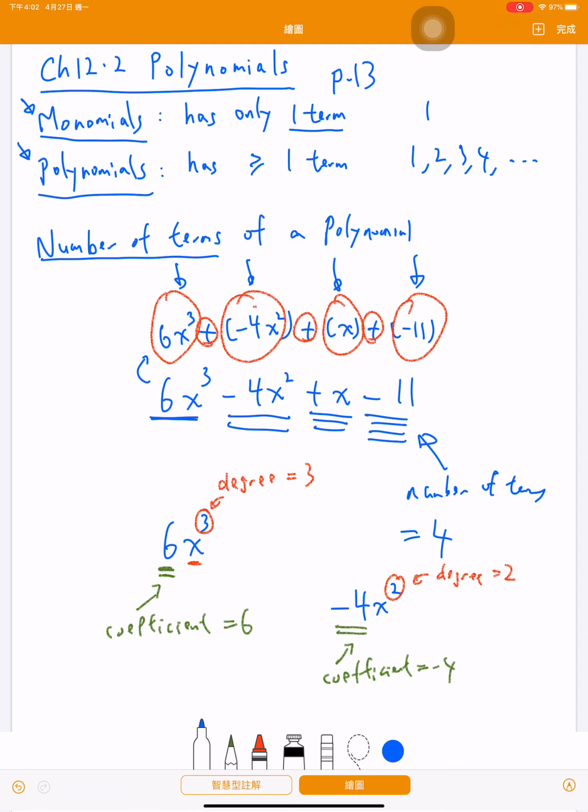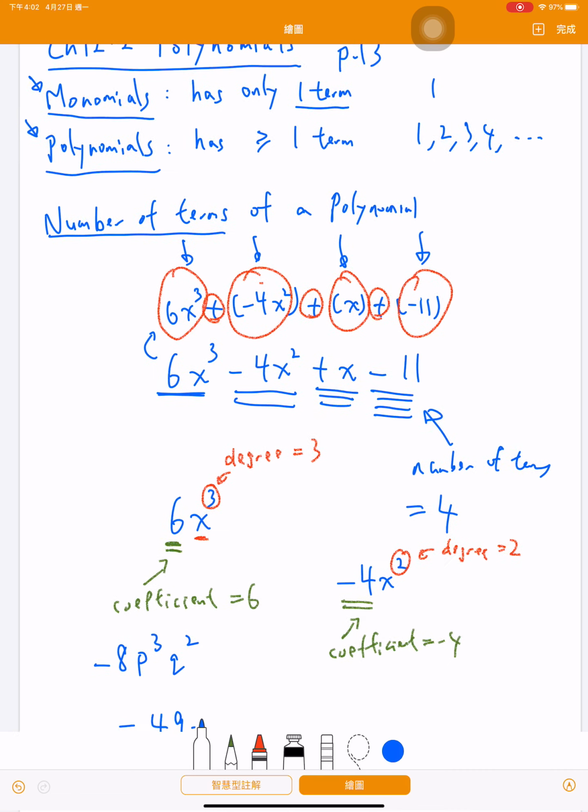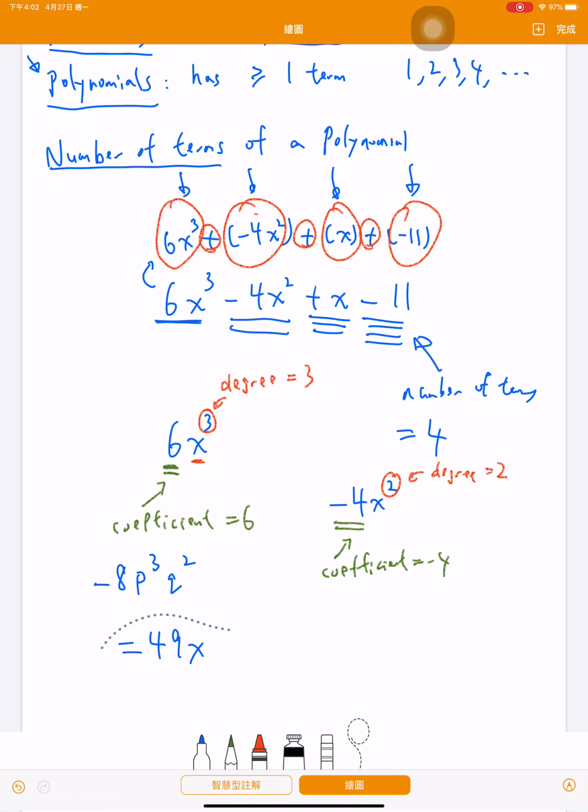Okay. But be careful, some terms may not only have x as the variable. For example, the book gives us this example, negative 8 p to the power 3 q squared. For this one, you can see the coefficient is negative 8. For the degree, you can see this time we have 2 unknowns here, p and q. The first one is power 3. The second one, the degree is 2.